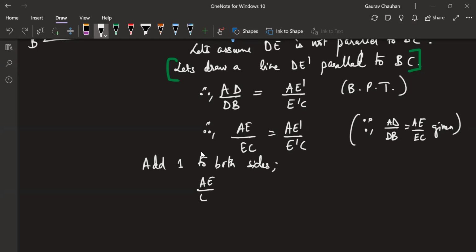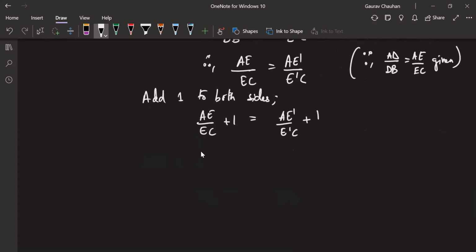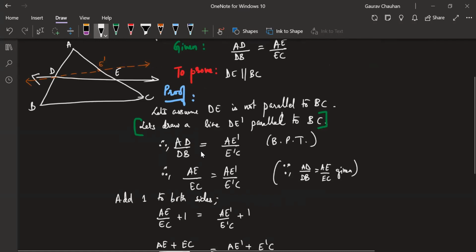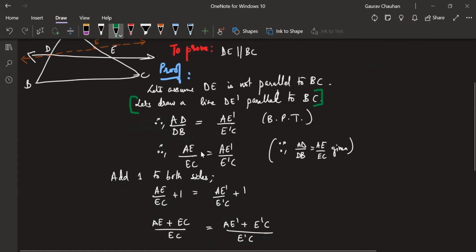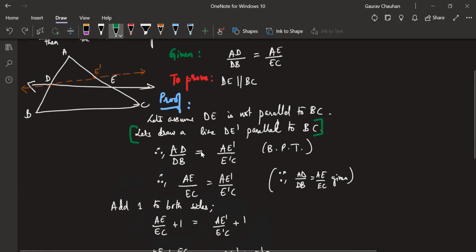So you get AE by EC plus 1 is equal to AE dash by E dash C plus 1. Okay, I'm going to take LCM. So AE plus EC by EC is equal to AE dash plus E dash C by E dash C. Now you come and look at the diagram. What is AE plus EC? Can someone tell me? What is left hand side numerator? AE plus EC is what? Tulsi. Dinesh, can you tell this?